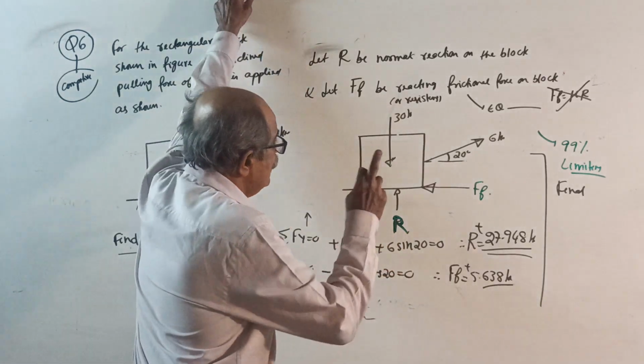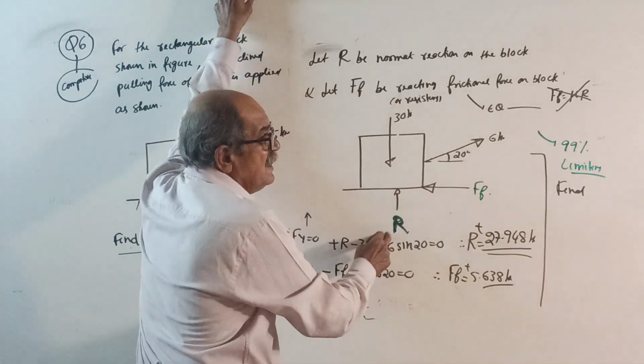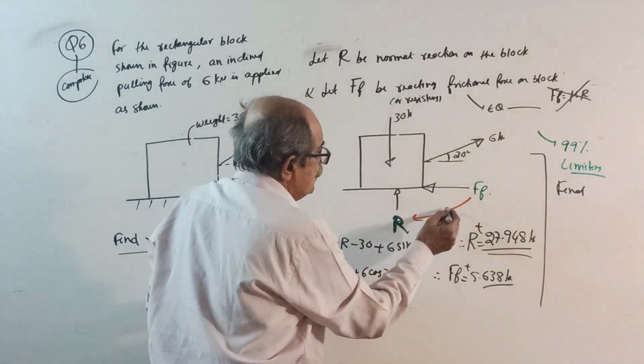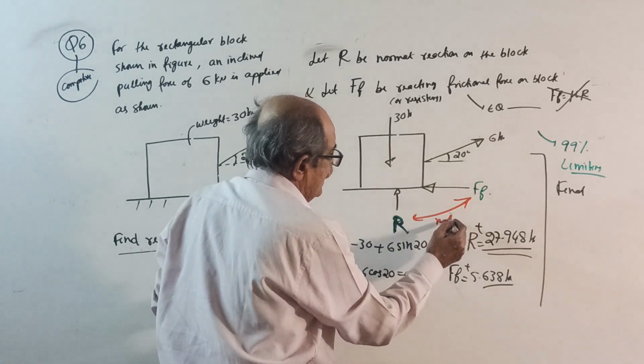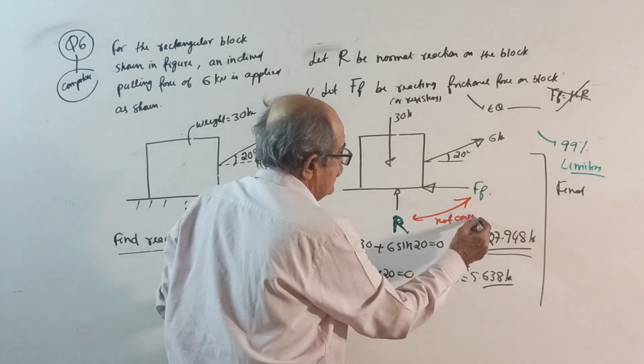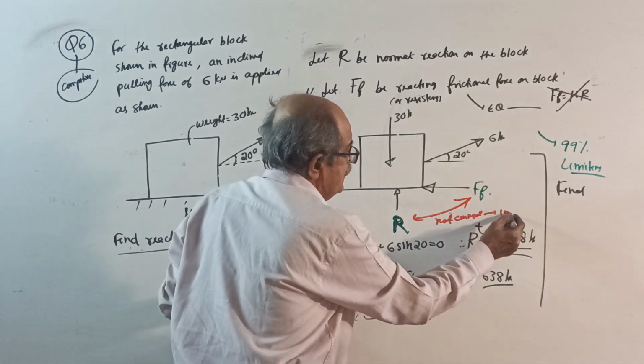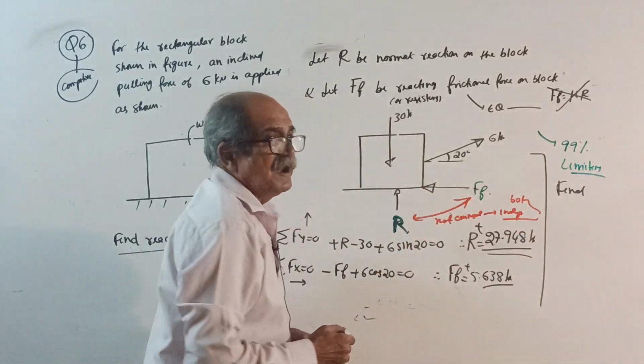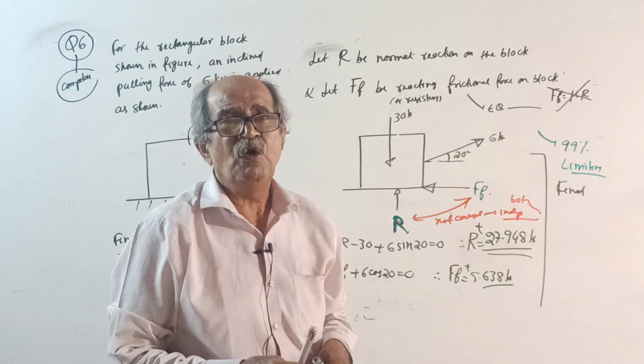So now R and FF you take as independent. Remember, make a note. They are not connected. Both are independent. You write there. Hope the concept is clear.